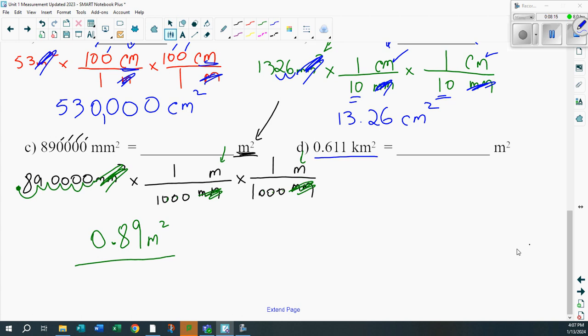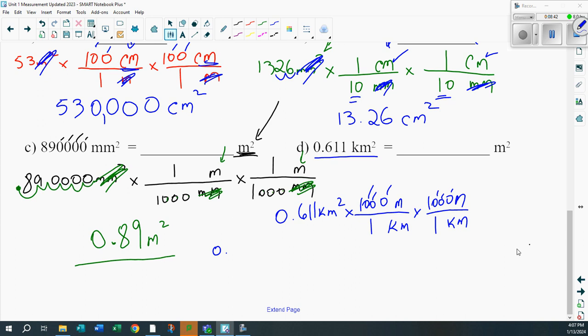Ready? This is 0.611 kilometers squared. Okay, so kilometers go on the bottom, not just once, but twice. On top, meters, meters. You know it's 1,000 meters makes up 1 kilometer. So you're going to move the decimal 1, 2, 3, 4, 5, 6 times. Okay, so watch this. Here we go. 0.611, 1, 2, 3, 4, 5, 6. There's where the decimal is. All these jumps need a 0.